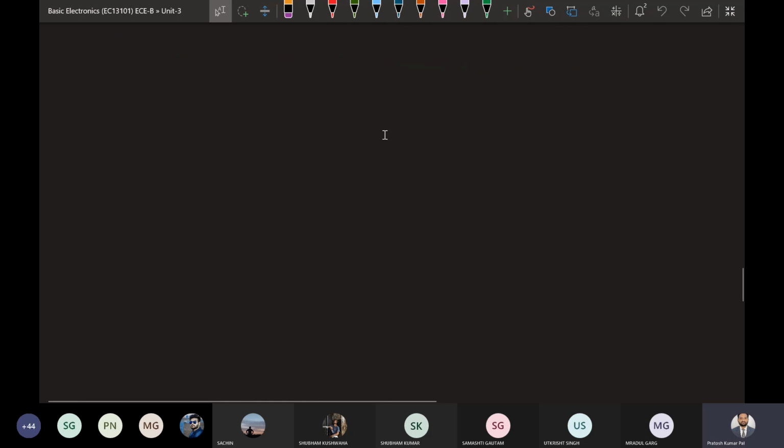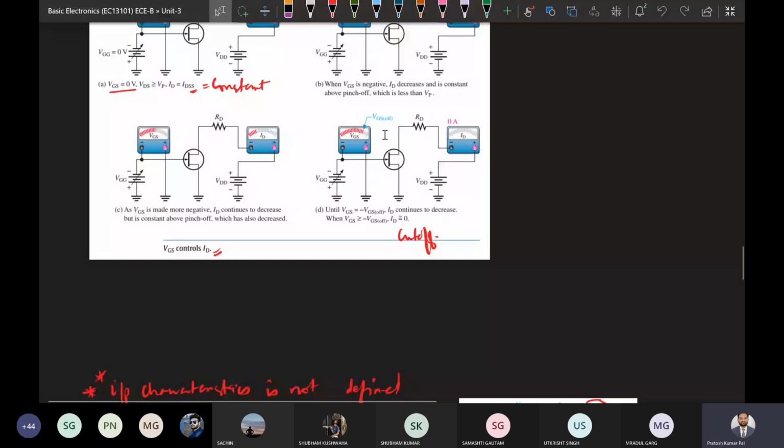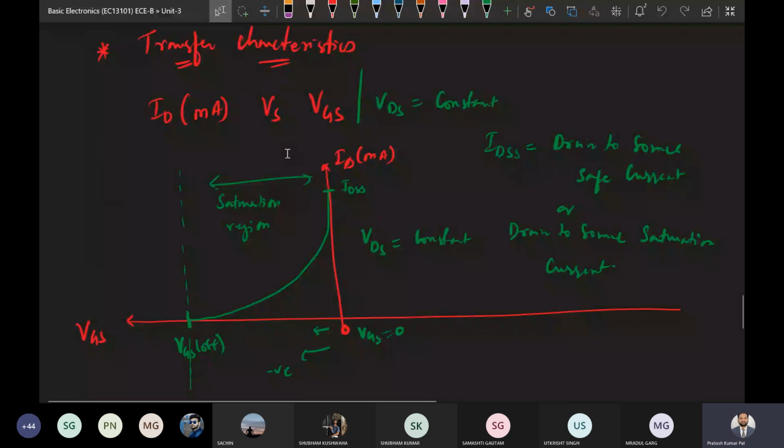We have seen here the transfer characteristic. We plot ID, the drain current, with respect to the input voltage, which is our VGS. So this was the plot. When VGS is 0, the maximum current will be flowing, and with respect to that it will keep on decreasing as we reverse bias the gate to source voltage.